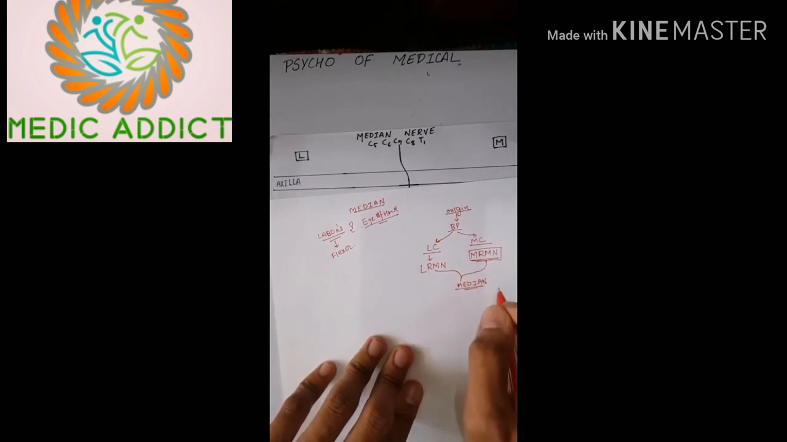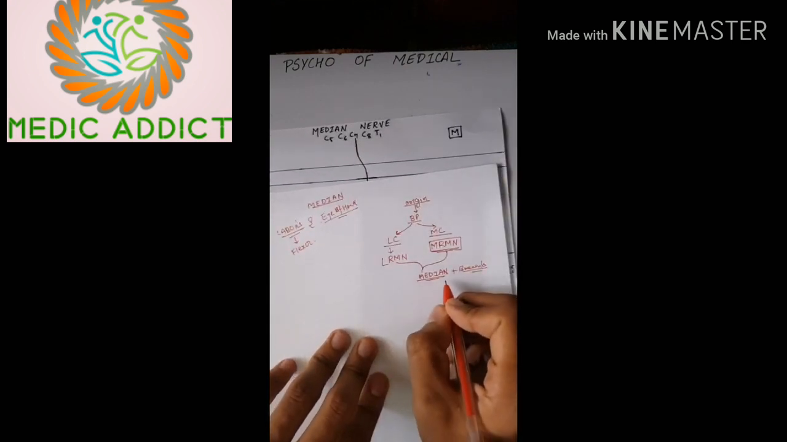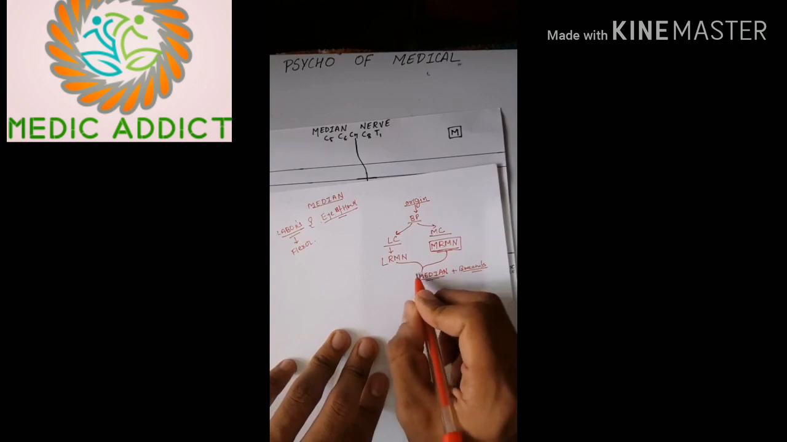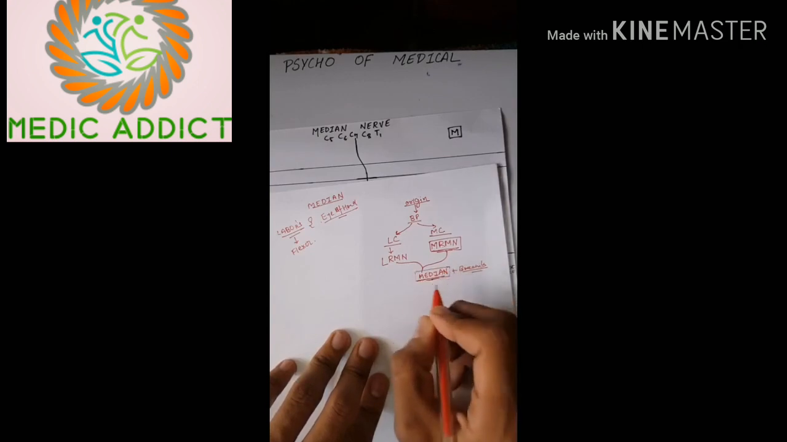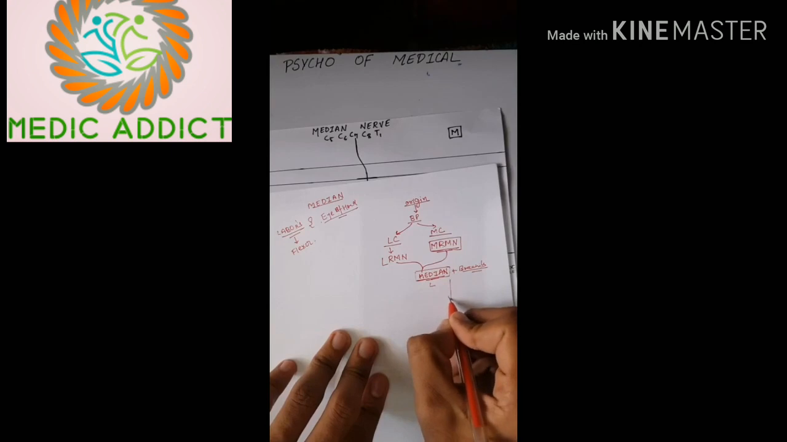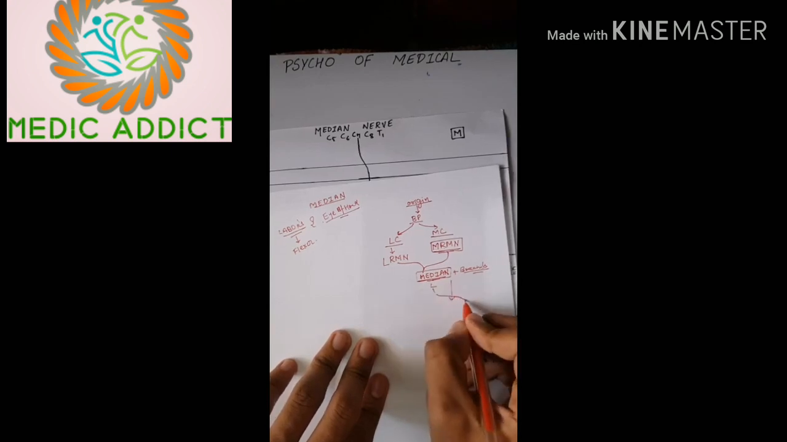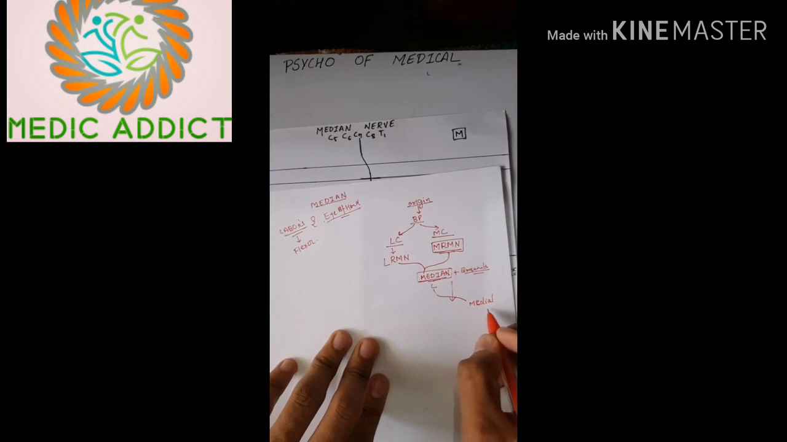Now this median nerve in the arm will have relations with the brachial artery. So let us look at its relation to the brachial artery. In the upper part, the median nerve will be occupying the lateral most position. After moving downwards, it crosses the brachial artery and occupies the medial most position. Now after occupying the medial most position, it will enter into the forearm.